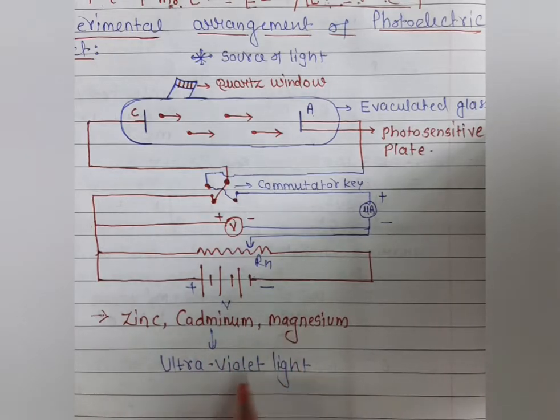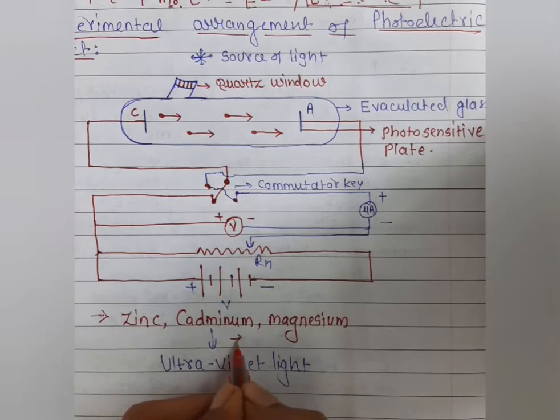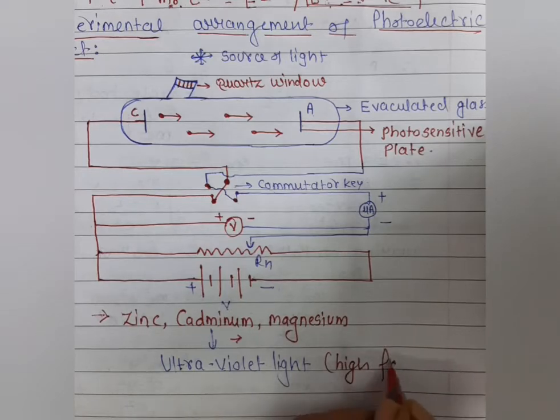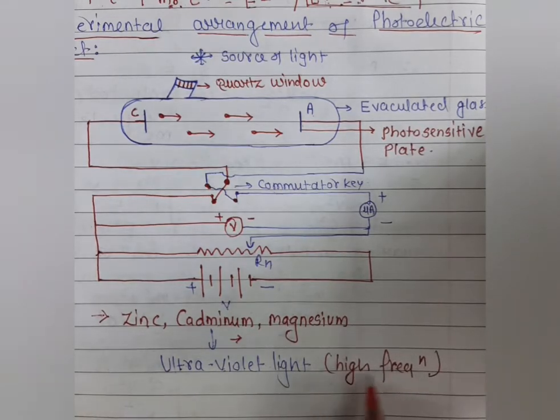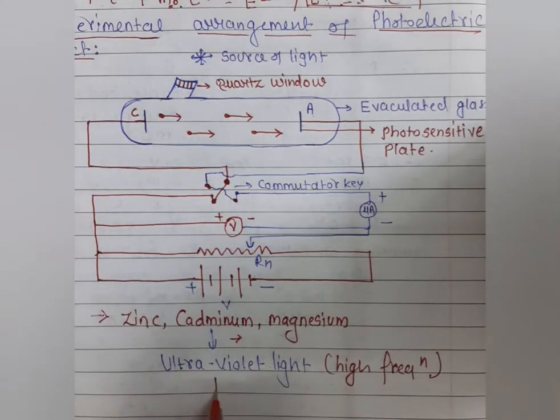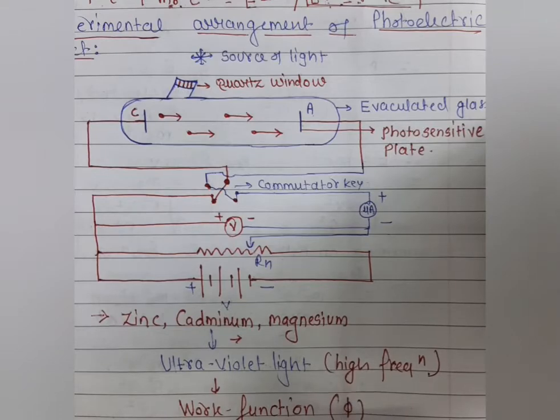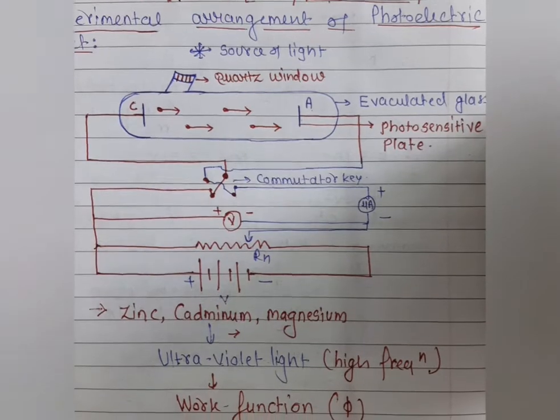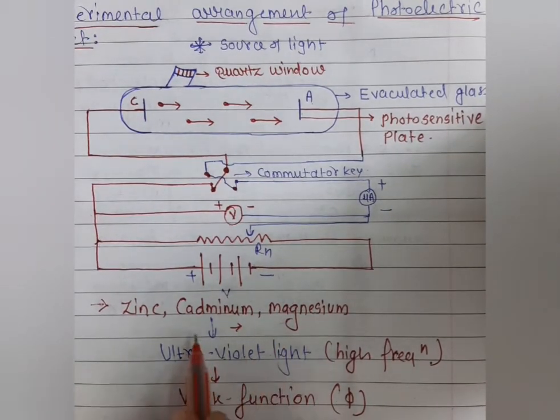When ultraviolet light falls on this type of metal, the electrons are ejected. It means all these lights have high frequency, and when we have high frequency, how much work function does it have? Yes, here the word work function is very important. The work function is denoted by phi. It means every metal has its own work function.